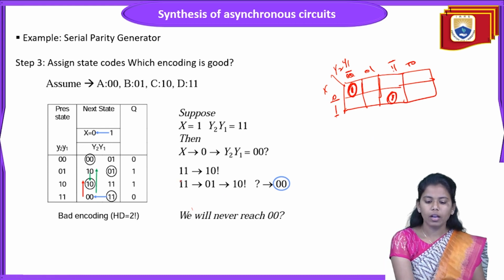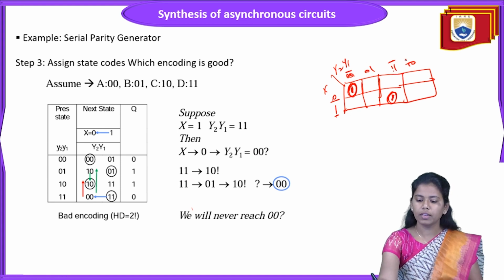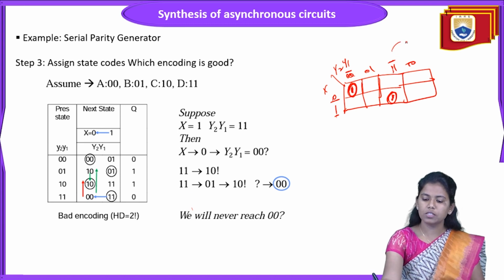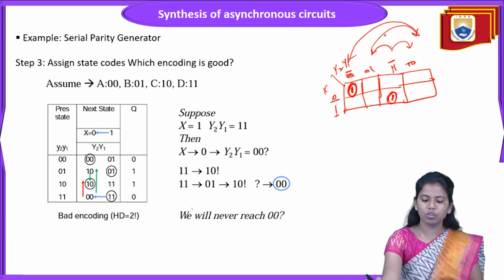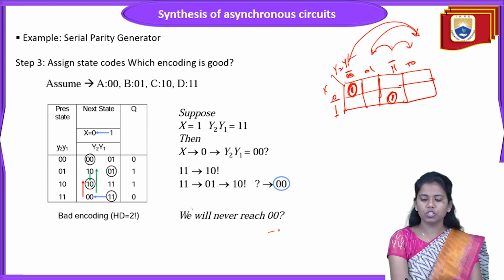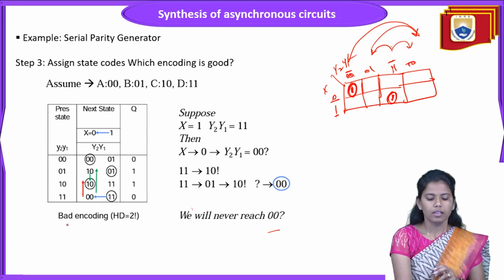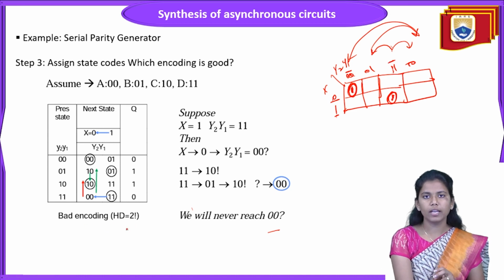And then 1, 1 goes to 1, 0, and 1, 1 goes to 0, 1, and with respect to 0, 0, we will never reach 0, 0. Obviously, there is no point of reaching 0, 0 when you are considering your states to be 1, 1. So this is a bad encoding, HD is 2.